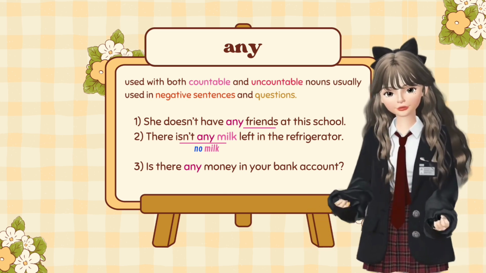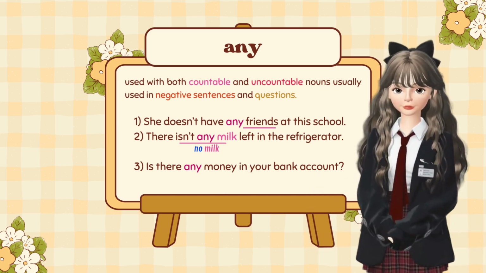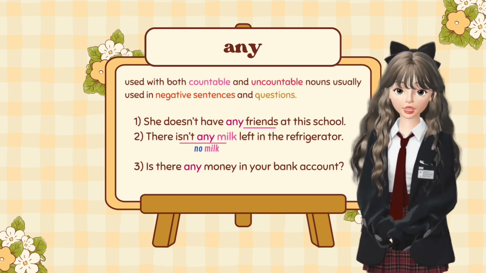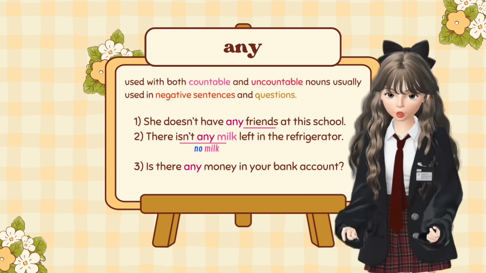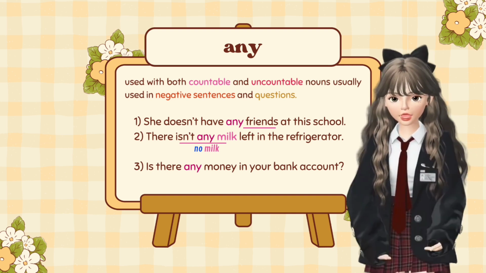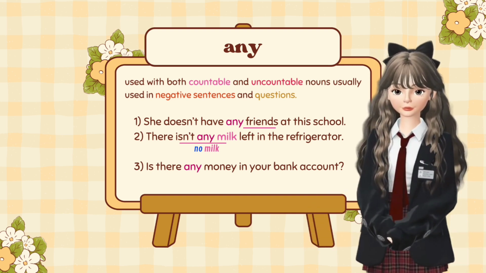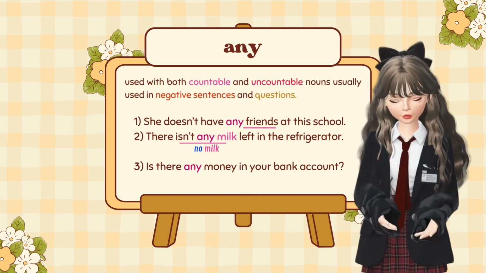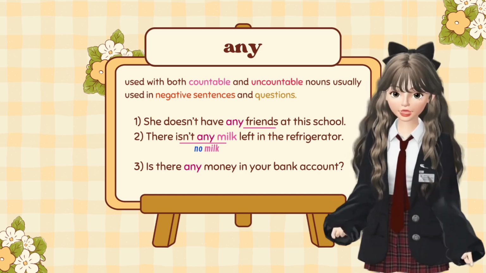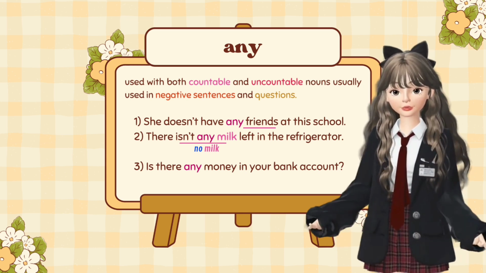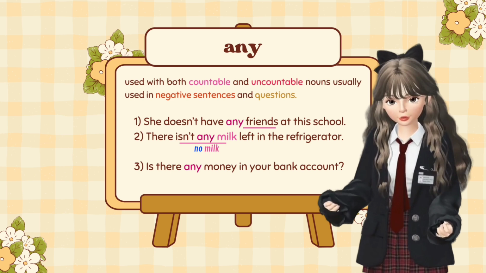Number 2, there isn't any milk left in the refrigerator. Another negative, right? There is no milk. Milk is uncountable. And in the third example, we have a question. Is there any money in your bank account? This is a natural question, right? It's not a negative or a positive. It's just asking, is there any, right? And that's how it's used, alright.